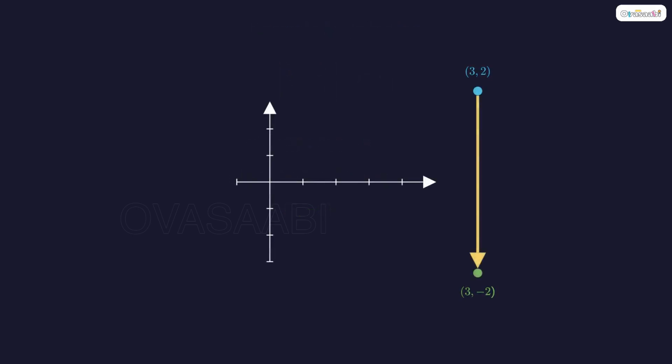The point moved from 3, 2 to 3, negative 2. Notice it flipped across the x-axis. This matrix is a reflection.